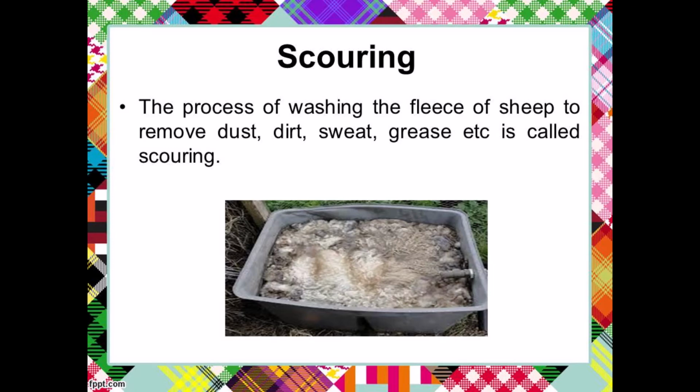Next step is scouring. The process of washing the fleece of the sheep to remove dust, dirt, sweat, grease, etc. is called scouring. The fleece of sheep is thoroughly cleaned by washing with soap and lot of water in the tank. But nowadays, scouring is done by machines.